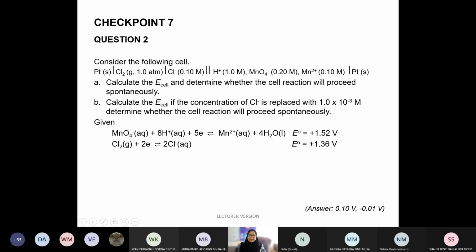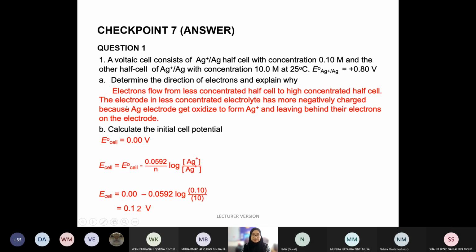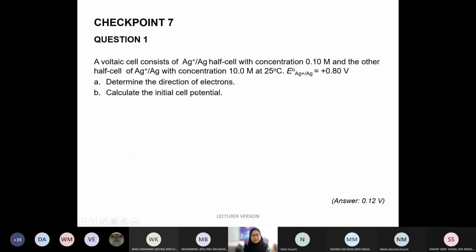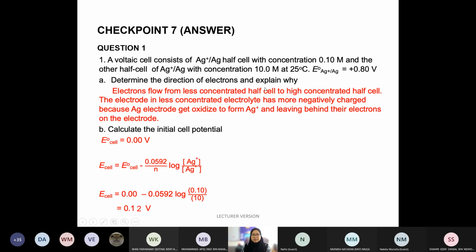There are two questions. This one is for take home practice. Electron flows from the less concentrated half cell to the more concentrated half cell. The electrode in the less concentrated one, it says, and it asks you to explain why. It seems there is no determine the direction of electron, but it is actually here.